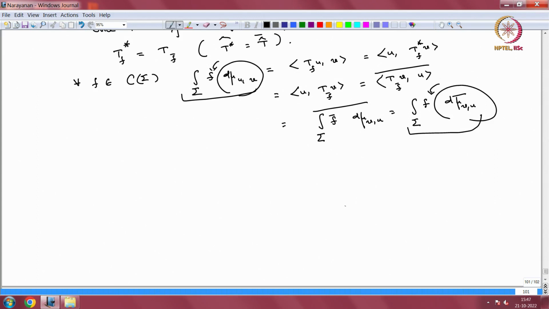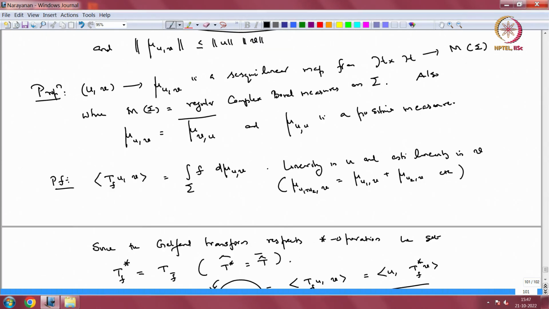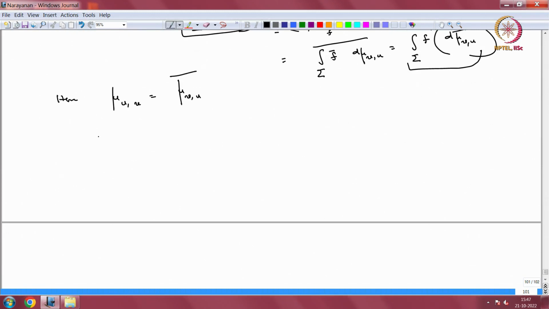right. So, in the measures if you look at the vectors, all you have done is changing the order of the coordinates, u and v became v and u, right. Hence, the measure mu u v equals mu v u bar, right. So, if you change the order of the vectors, you will pick up a complex conjugation just like the inner product, okay. So, this proves one assertion of the proposition. We want to prove that mu u u is a positive measure, right. So, let us prove that. So, next, to show that mu u u is a positive measure.